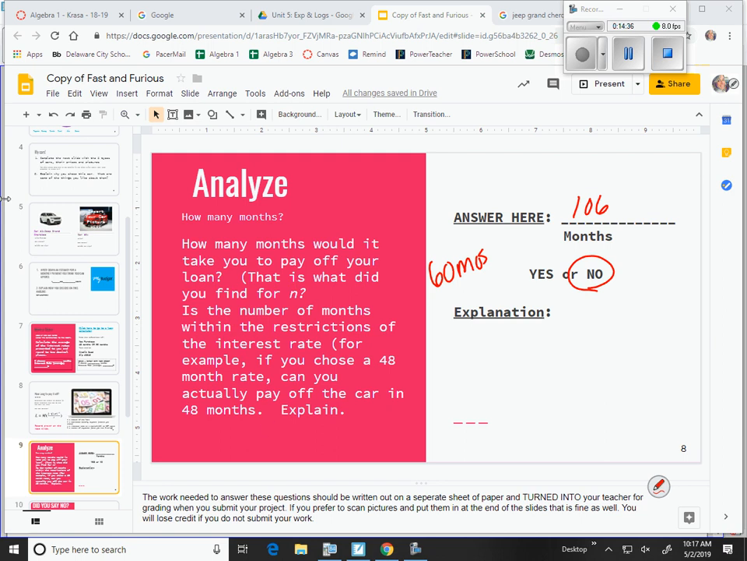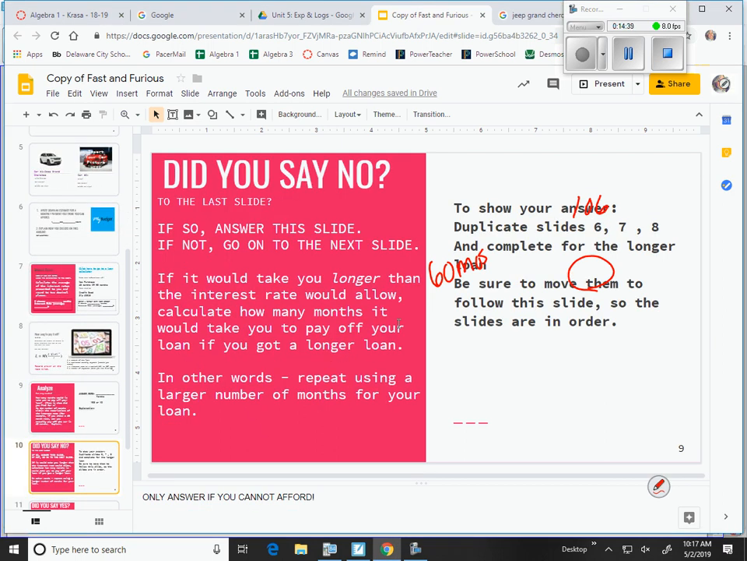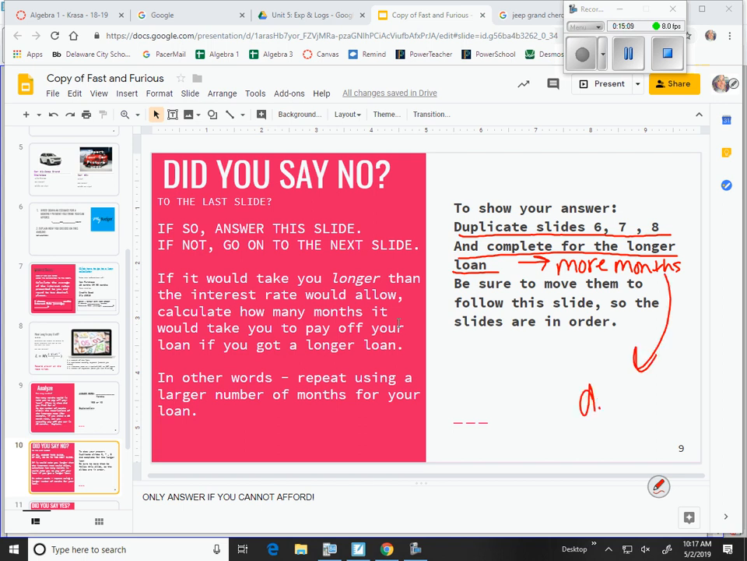If you go to the next slide. Okay, did you say no? Yes, I did say no. Okay, so it says right here, duplicate slides 6, 7, and 8 and complete for a longer loan. Okay, this just means choose more months when you do your loan. So you're going to do the equation again for more months, and you're going to see if I choose more months, could I pay it off in that amount of time? Okay, and so what this will change is this is going to give you a different interest rate. Okay, I hope that helps explain.